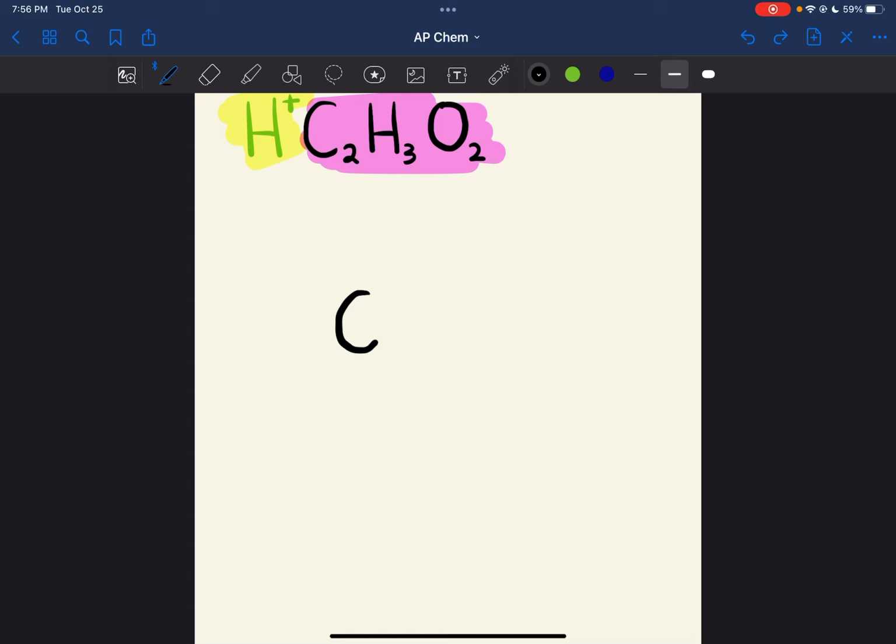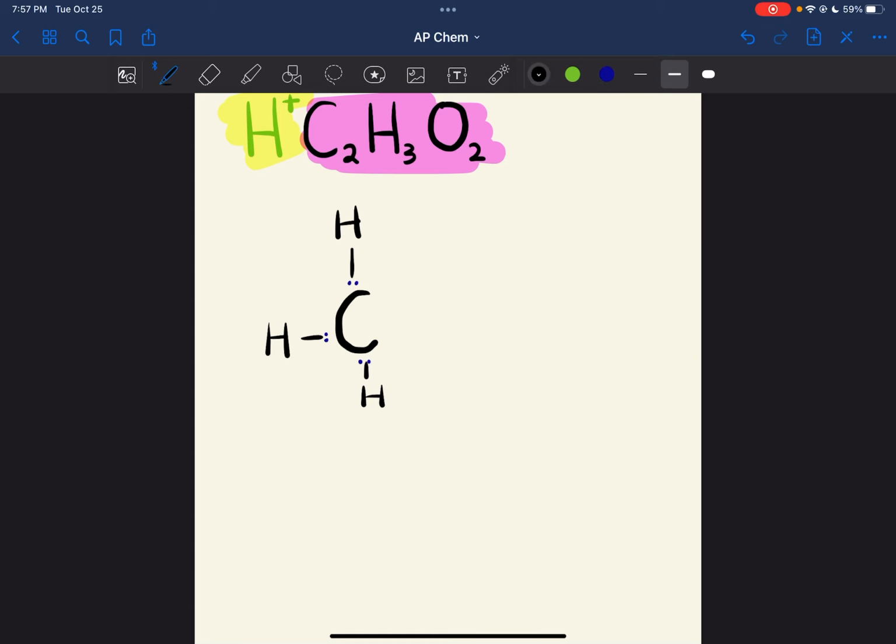The first thing I'm going to do is I'm going to bond these hydrogens. So here's my hydrogen, and here's my other hydrogen, right? And this is sharing a pair of electrons, guys. These two, one's from the hydrogen, one's from the carbon. Here's another one. Here's another one. One from the carbon, one from the hydrogen.